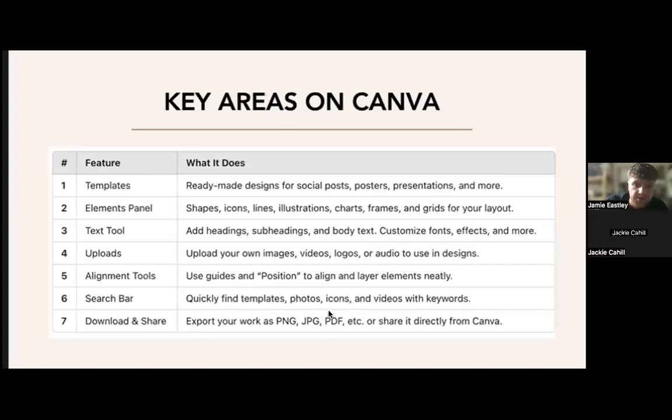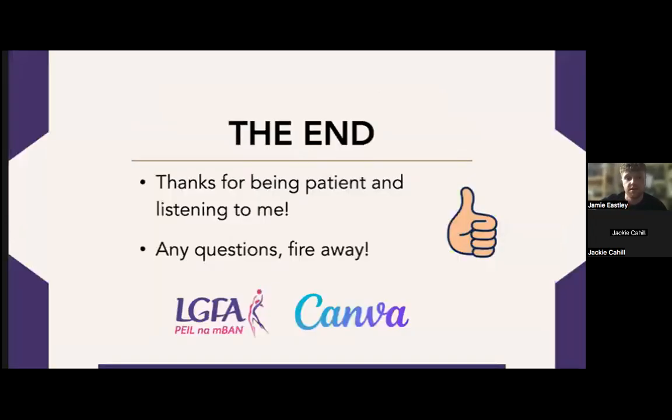And then the alignment tools, which I spoke about in the last video, to position everything neatly, which makes it look more professional. The search bar is where you find your templates and any other little bits that you need. Then to download it to your computer or whatever you're using Canva on, download and share is in the top right hand of your screen when you're designing. You can export it as a PNG, JPEG, PDF. I think there's a few other formats as well that you can download it as, and they're the main things. Thanks for listening and being patient.